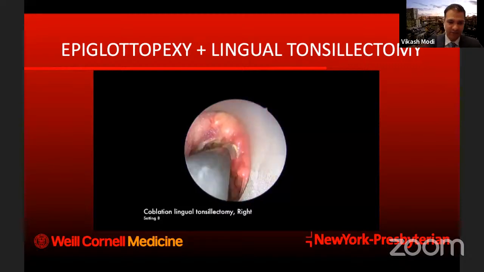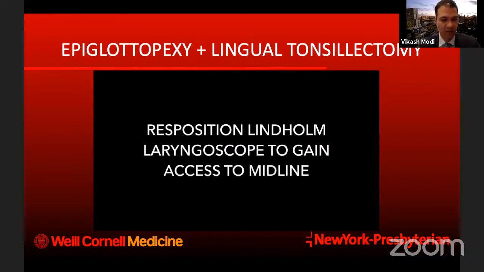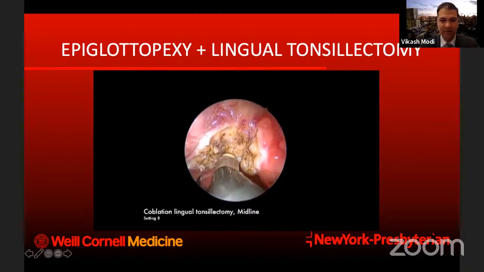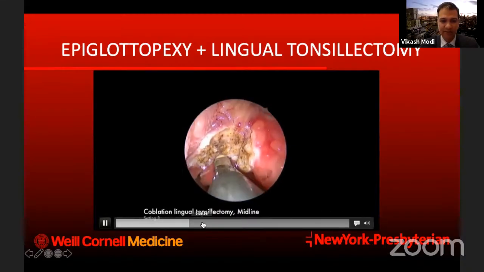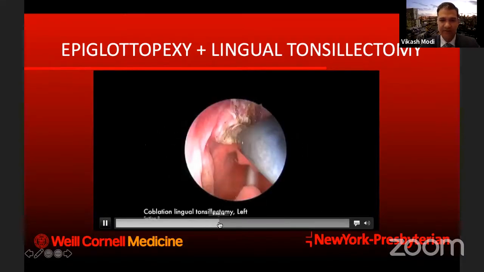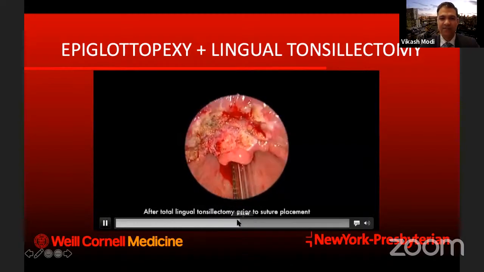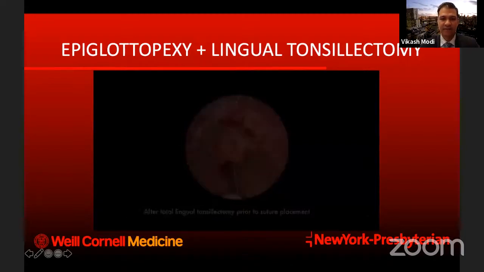And the key really here is to keep repositioning that laryngoscope, otherwise you'll miss some lingual tonsil. So we'll reposition to the midline, remove some more lingual tonsils, and we'll reposition to the left, remove a little more lingual tonsils. And this is sort of what your final product looks like.